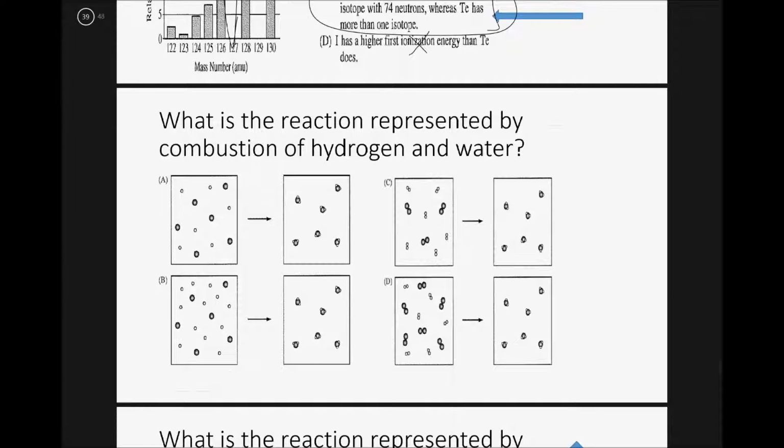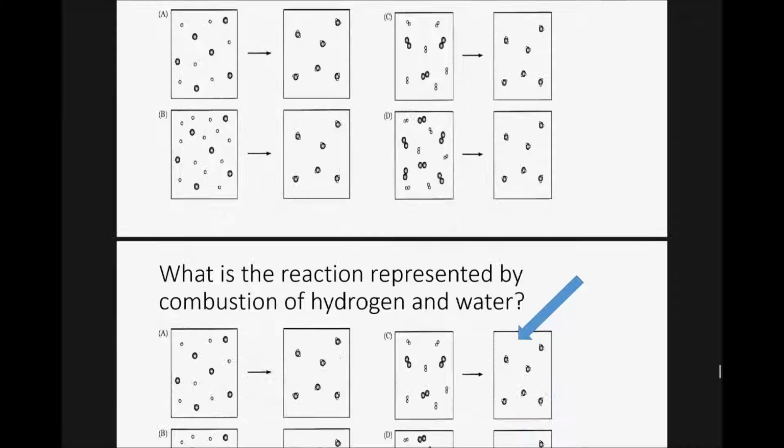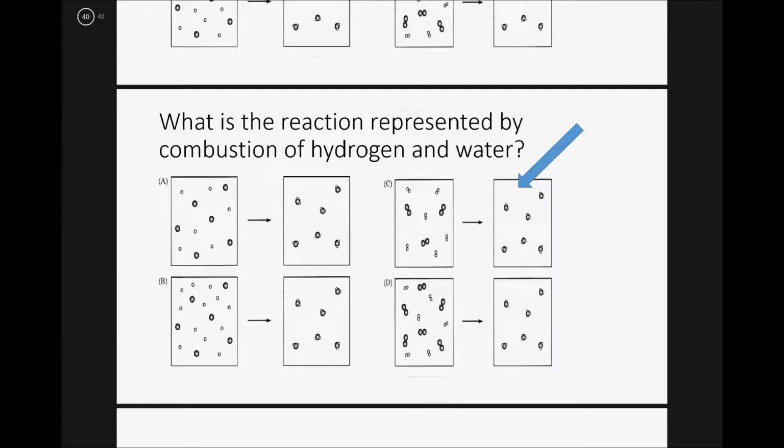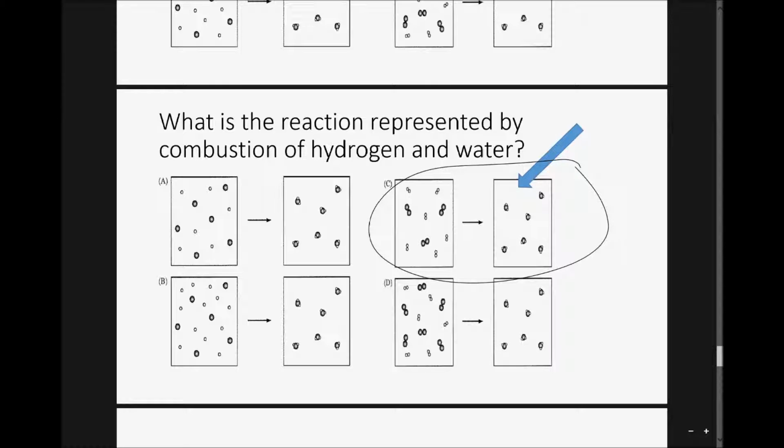So, what is the best reaction represented by the combustion of hydrogen and water? Okay, in this case, the answer is this one. Of course, we're looking at sizes of atoms, diatomicness of atoms, and of course the stoichiometric ratio. There is no excess, so there should be no excess here.